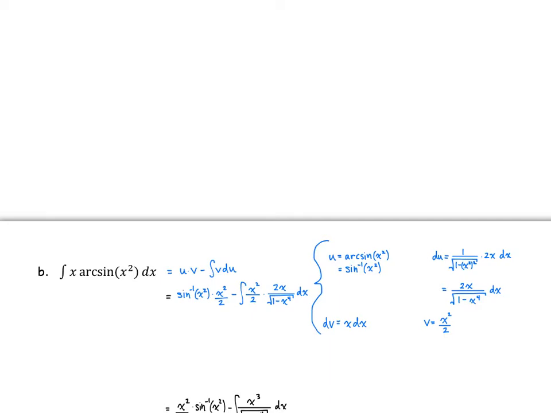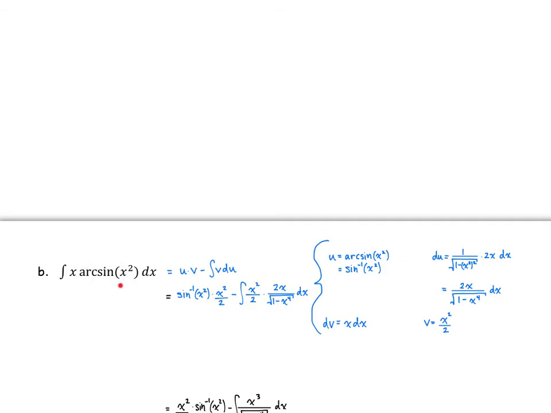Okay, this next example, we are integrating x times the arcsine of x squared dx. Now your initial thoughts might be to use a u substitution where u is x squared, so then du is 2x dx. But that would leave the arcsine of u, and we don't know how to integrate inverse sine. Okay, so what that means is we need some parts.